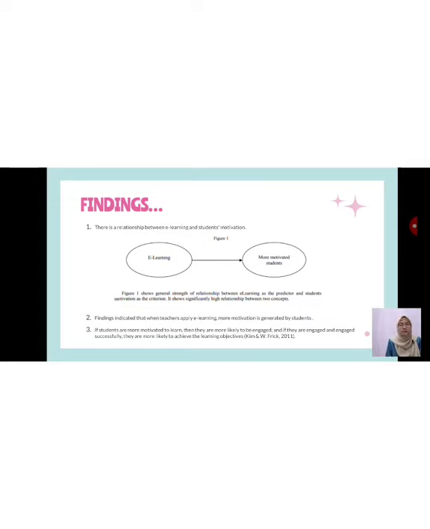To sum up, it would definitely be fascinating to utilize e-learning as a standard device in the instruction of university students, because if students are more motivated to learn, then they are more likely to be engaged, and if they are engaged successfully, they are more likely to achieve their learning objectives.